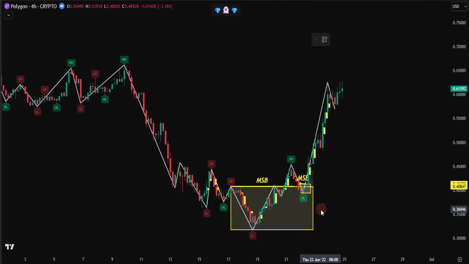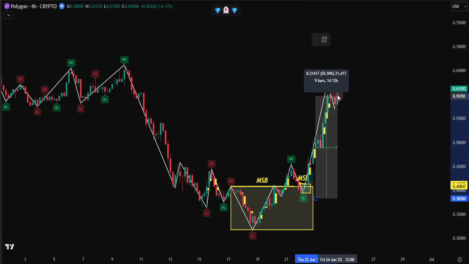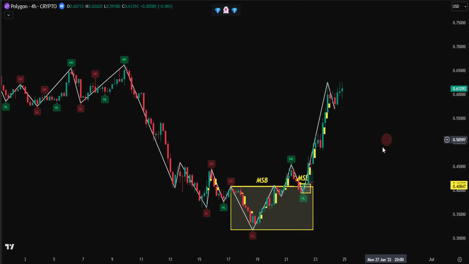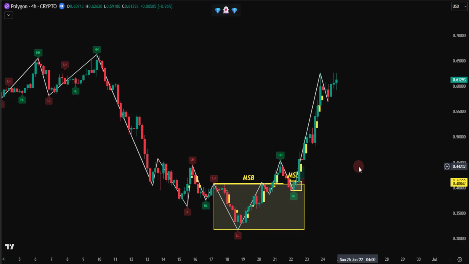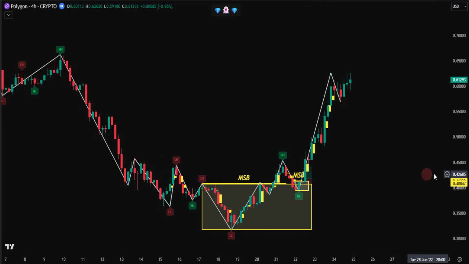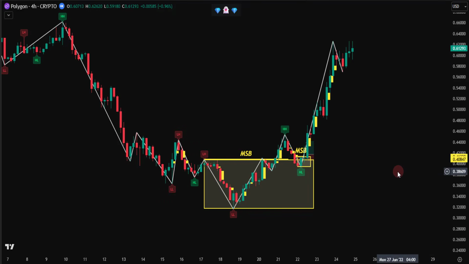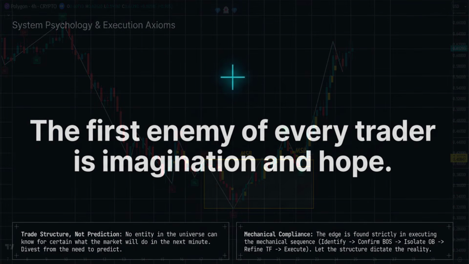Here in this trade, we were able to find a very good entry point with a return of more than 59%. And if leverage were used, then we would be talking about more than 1,180%. But I do not advise you to do that at all. Personally, when price reaches the zone that I mentioned earlier, I close the trade. The longer the trade stays open, the greater the risk becomes. And always remember, the first enemy of every trader is imagination and hope. No one in the universe can know for certain what will happen even in the next minute.